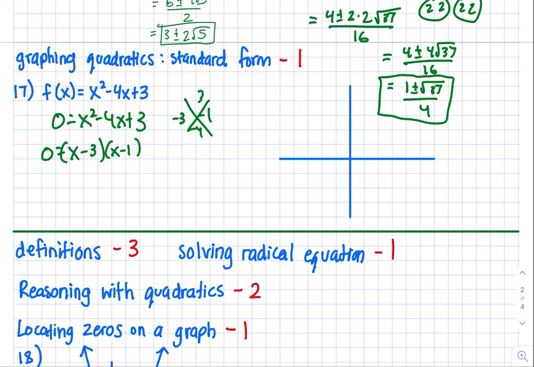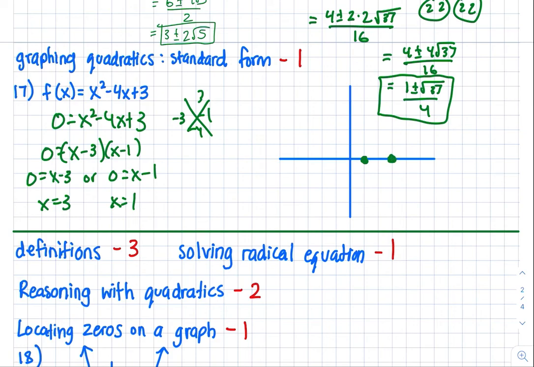Okay, so what are your zeros? Solve for this. X-intercepts, what are your roots? Well, you have to solve by setting both equal to 0. So x is going to equal 3, x is going to equal 1. These are your x-intercepts, zeros, and roots. So I'm going to plot those. 1 is right there. 3 is right there.